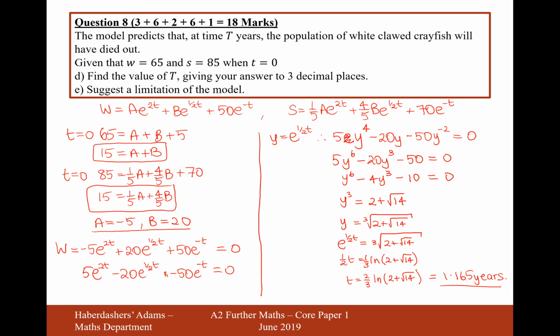Part E is state one limitation of the model. The limitation of the model is population could become negative if t is allowed to continue onwards, which is not possible. So something that means that the model is probably not going to be realistic. So there we are, that's the answer for question 8, a whopping 18 marks for that question there. Quite a big question there, but it is the final question in the paper.